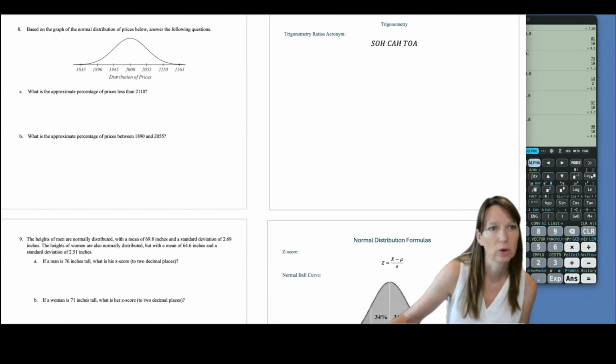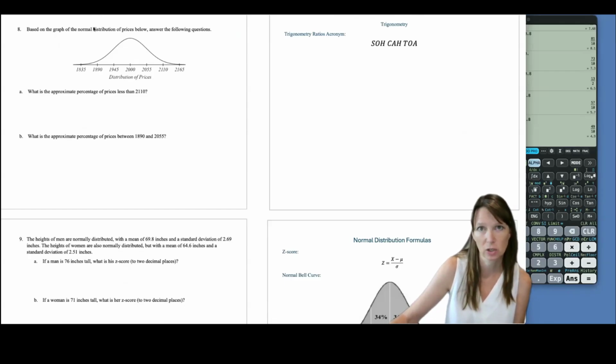Based on the graph of the normal distribution of prices below, answer the following questions. So now they've given you a bell curve and you're going to interpret it. So I'm going to know that 2000 is the mean. 2055 is the mean plus 1 standard deviation. This is going to be plus 2 standard deviations, and then 3 standard deviations from the mean.